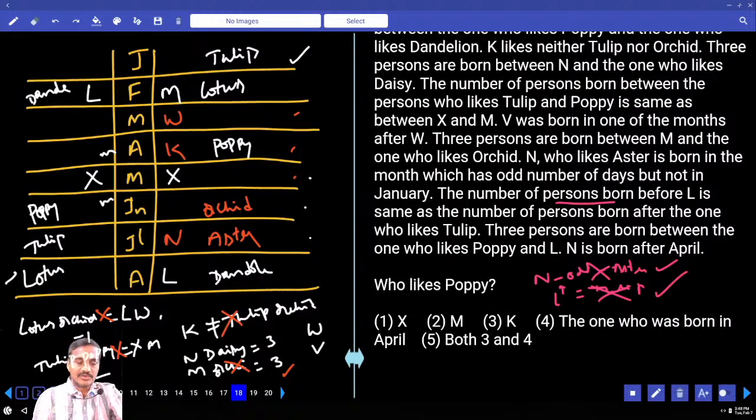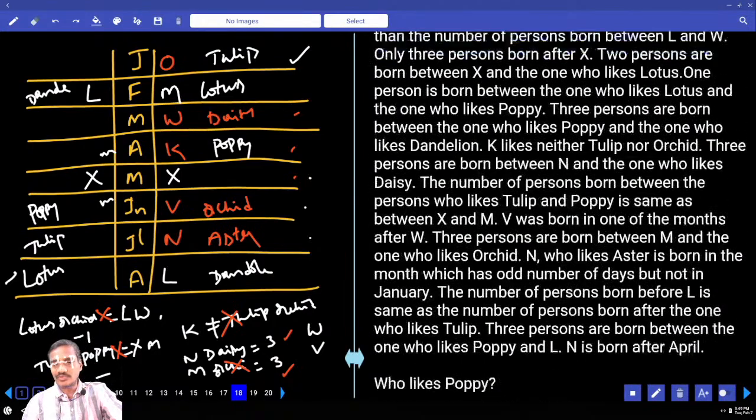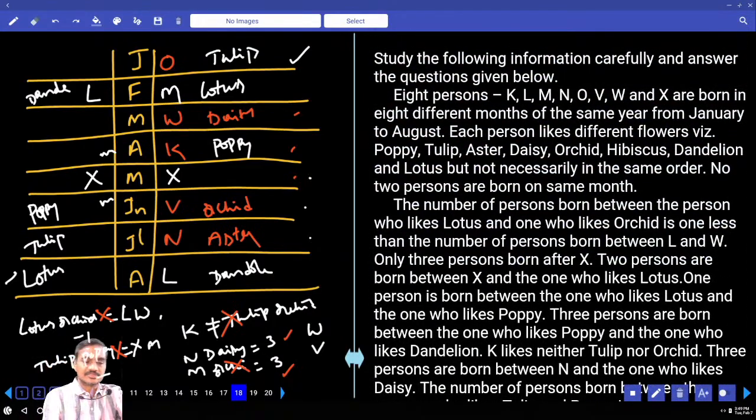W and V. Now W is before this V, V is here. Now if V is here, who is the person left over? O is the person left over. And O is the person left over, then the remaining one? As Daisy, N and Daisy there must be exactly 3. N and Daisy 1, 2, 3, this must be Daisy. Now if it is Daisy, then what is the other thing left over here? Now one more flower that is left over, hibiscus. Now X is hibiscus. Done?